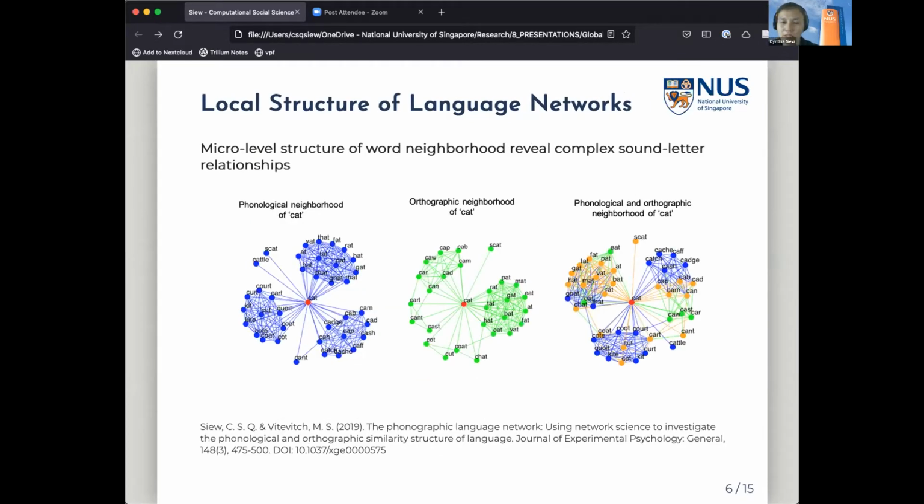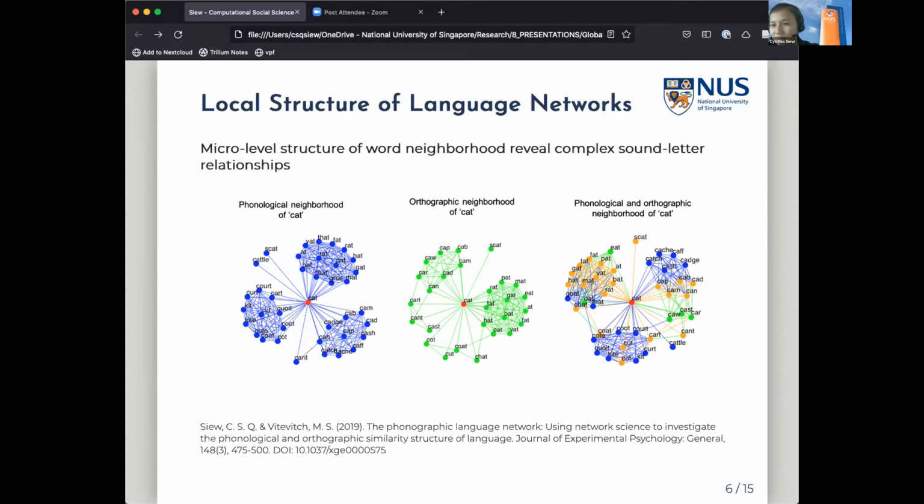Now, something that's really powerful about network science is that you can also zoom in. What I talked about was the overall, global macro level structure. We can analyze the network at that level, but we can also zoom in and look at the local neighborhoods of the nodes in the network. My training was in psycholinguistics and I really like words. So here is one of my favorite images: the words that sound like the word cat in blue, and the words that are spelled like the word cat in green.